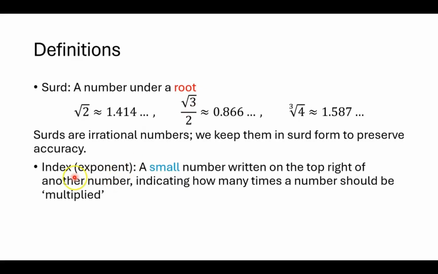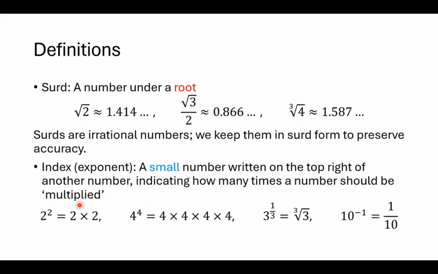And next one, index, sometimes called exponent, is a small number written on the top right of another number, indicating how many times a number should be multiplied. So for example, if you have an easy case where you have an integer index, it's very easy to understand. 2 squared is basically 2 times 2. And 4 to the power of 4 means four 4s need to be multiplied together.